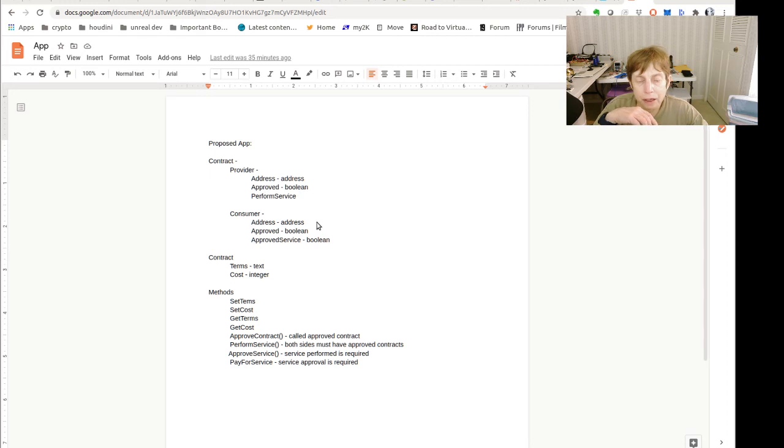We're going to be having a situation where, in our case, things are going to have to be done in a certain order with certain requirements. So you can't perform the service until both sides have approved the contract. You can't approve the service until it's been performed, and you're not going to pay for the service until you approved it. Now that can be changed.